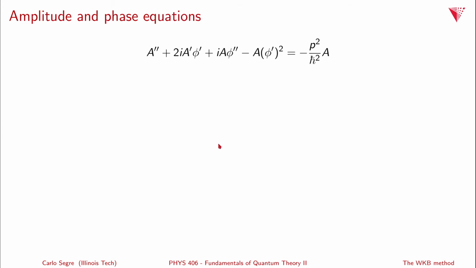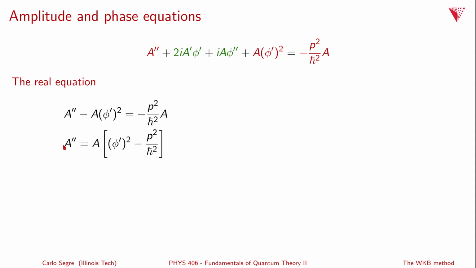So we start with this equation, and we now can break this up into two equations. One is an equation here written in red, which is an equation for A. So the real equation, which doesn't have any imaginary components, has to stand on its own, and the imaginary equation has to stand on its own. So the real equation is just A double prime minus A times phi prime quantity squared equals minus p squared over h bar squared times A. Well, I can rearrange this and say that A double prime is equal to A times the quantity of phi prime squared minus p squared over h bar squared.